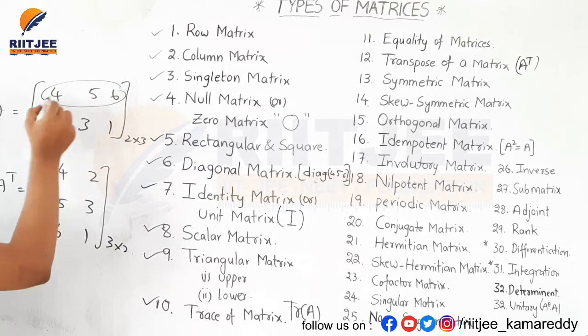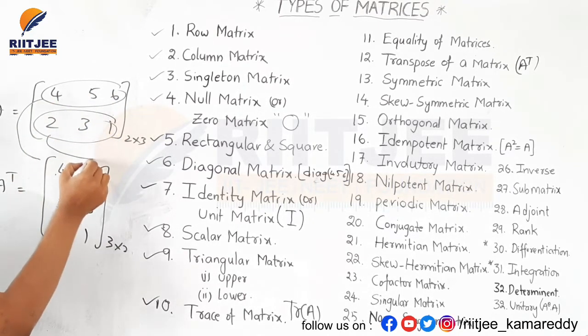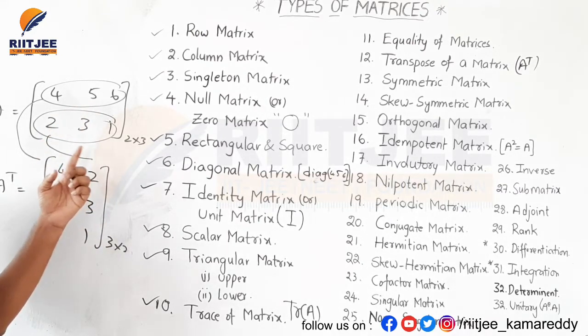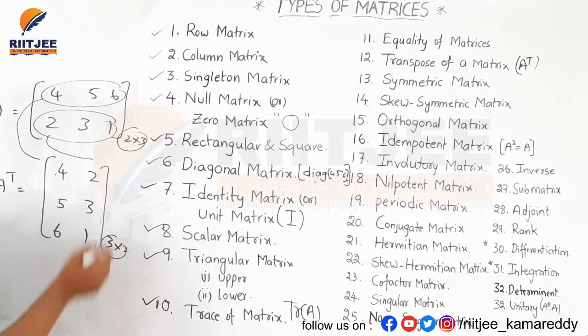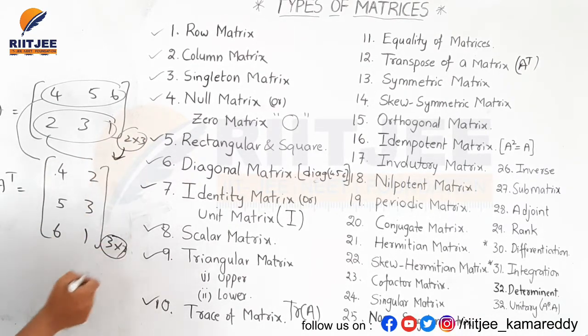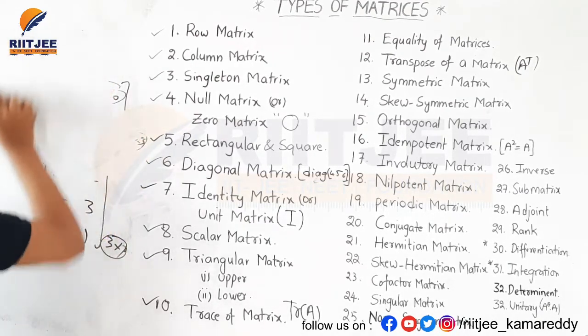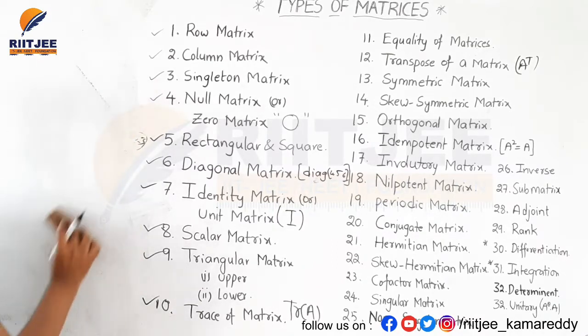Here this R1 is changed to C1 and this R2 is changed to C2. So interchanging of rows into columns or columns into rows is called transpose of a matrix. After transposing, the order of the matrix also interchanges. This is all about transpose of a matrix. And let us see the next type of matrix here.